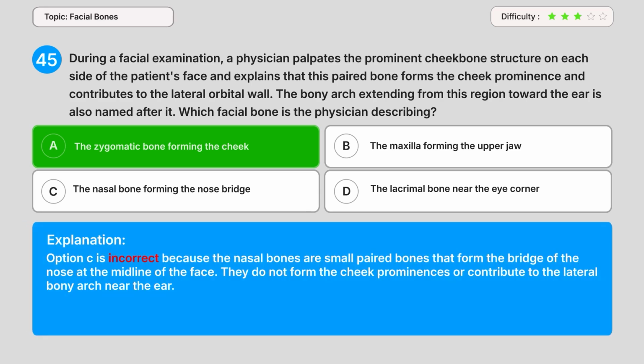Option C is incorrect because the nasal bones are small paired bones that form the bridge of the nose at the midline of the face. They do not form the cheek prominences or contribute to the lateral bony arch near the ear.